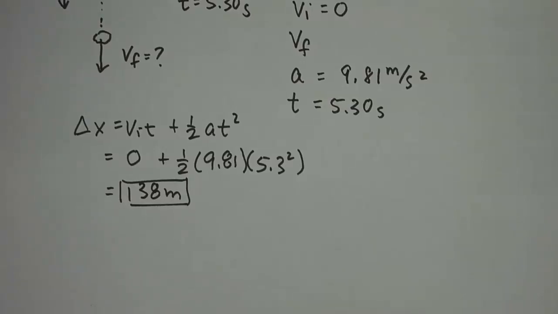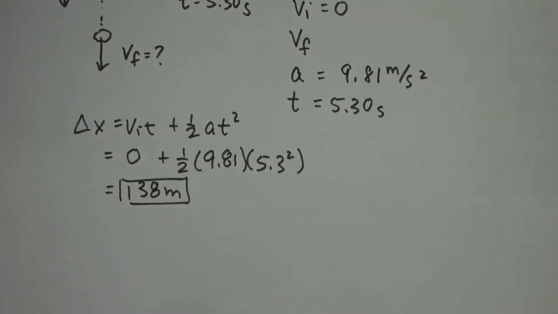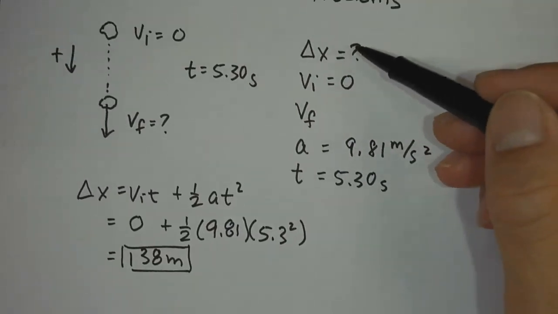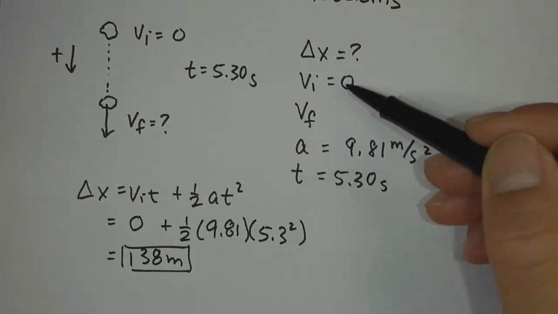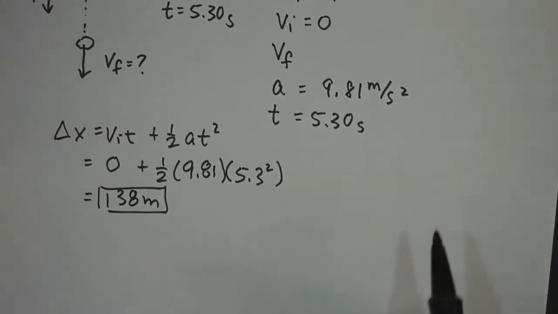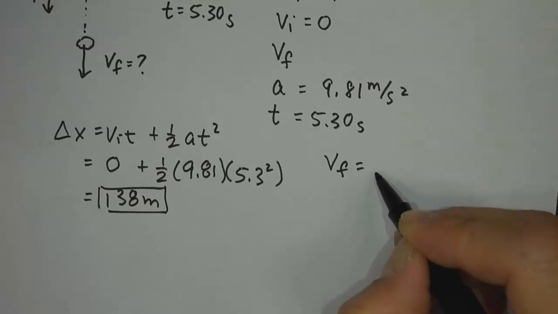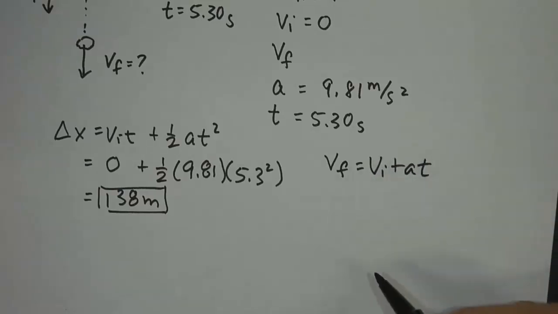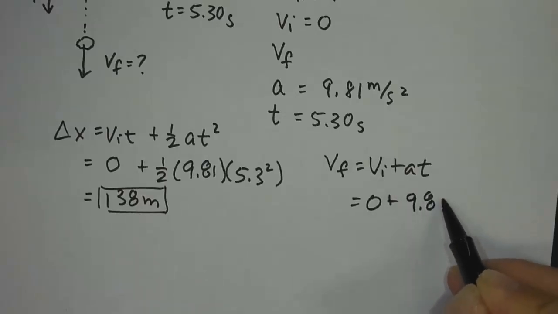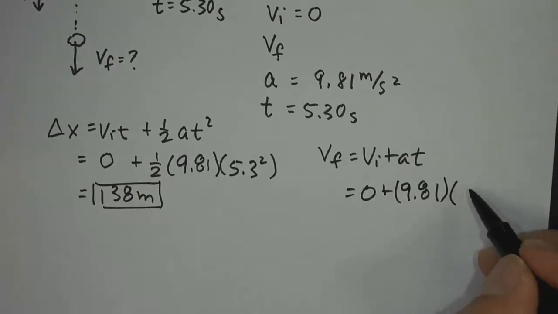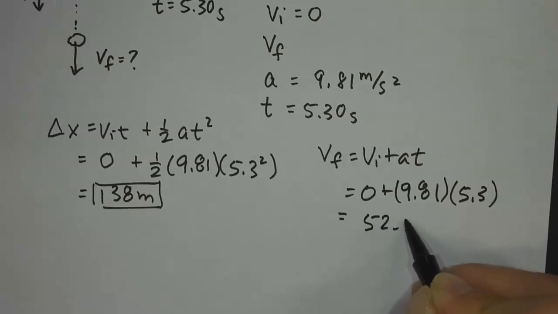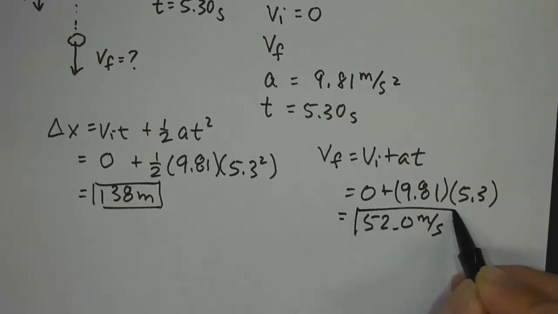Now I want to find the velocity. As long as you know 3 of these variables, you can figure out the 4th one. But if you have 4 of them, then you can use any equation that has vf. So in this case, I'm going to use vf equals vi plus a t. I know vi is 0, a is 9.81, and t is 5.3, and I get 52 meters per second.